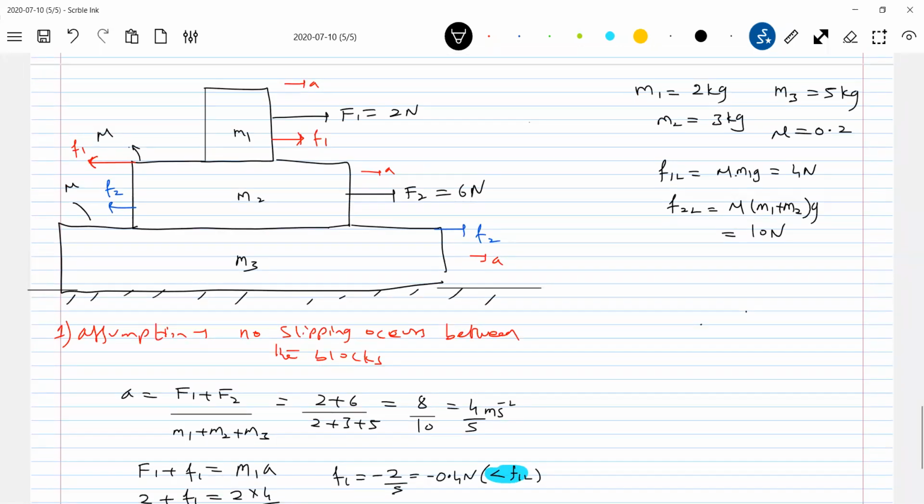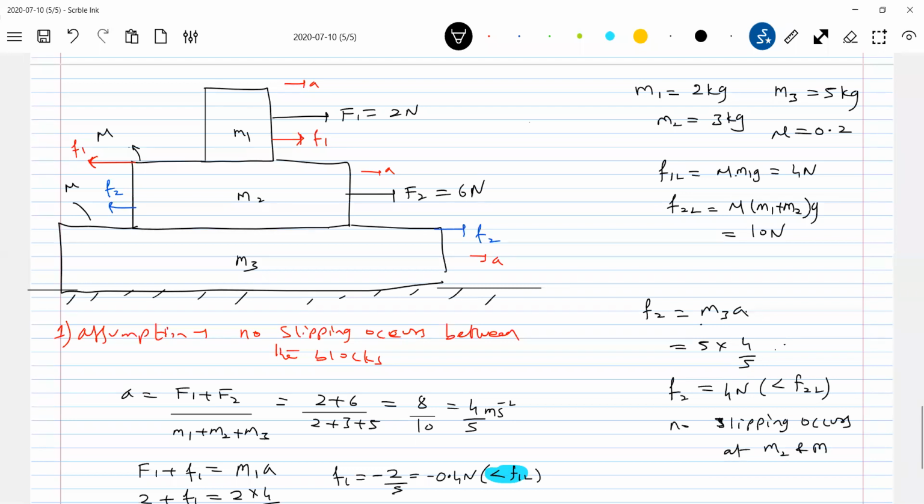the checking of F2, that one. F2 equals M3 into A. What is the value of M3? 5. Acceleration is how much? 4 by 5. So 4 Newton, I'm getting it, which is less than F2L. So what does it mean? No slipping occurs at M2 and M3.